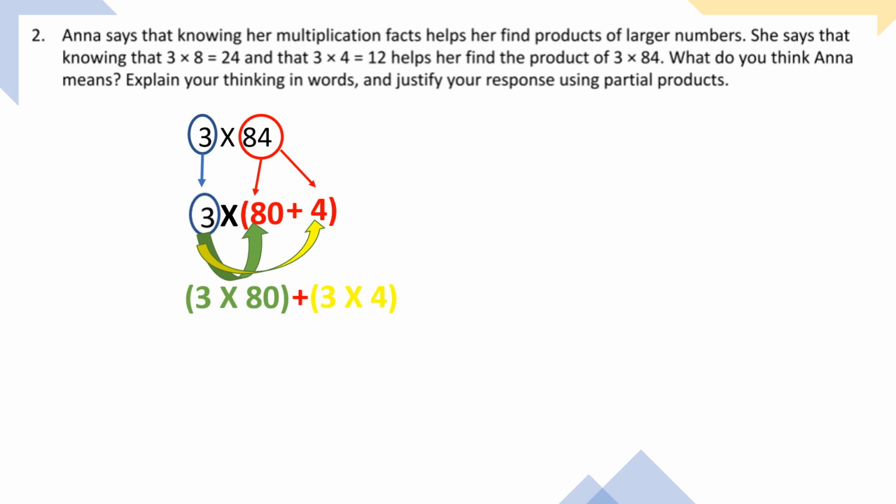Now let's go ahead and solve. Now remember, Anna says that she knows that 3 times 8 equals 24. Well, if 3 times 8 equals 24, then 3 times 80 equals 240. And also in the word problem, it says that Anna knows that 3 times 4 is 12. So they gave us that answer. 3 times 4 is 12. Well, now we can combine those two answers to find the actual product of the multiplication problem of 3 times 84. So we just add 240 plus 12.